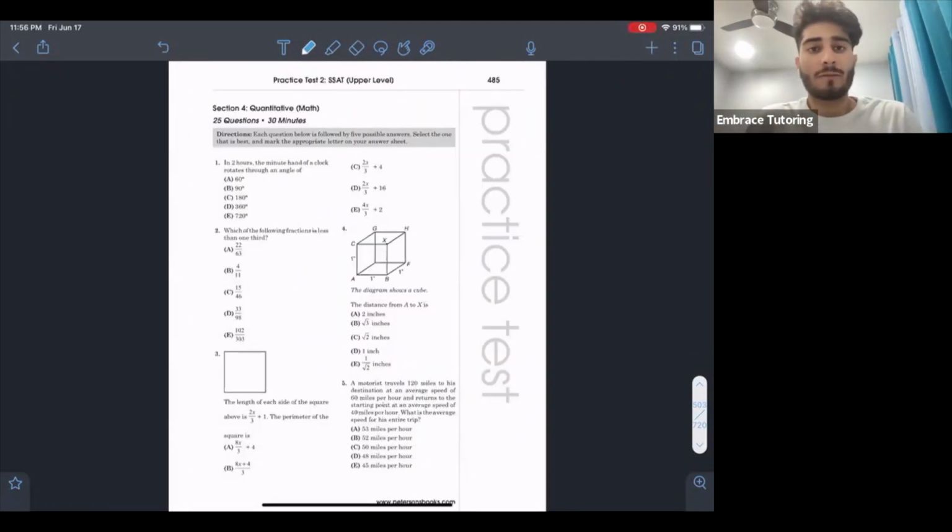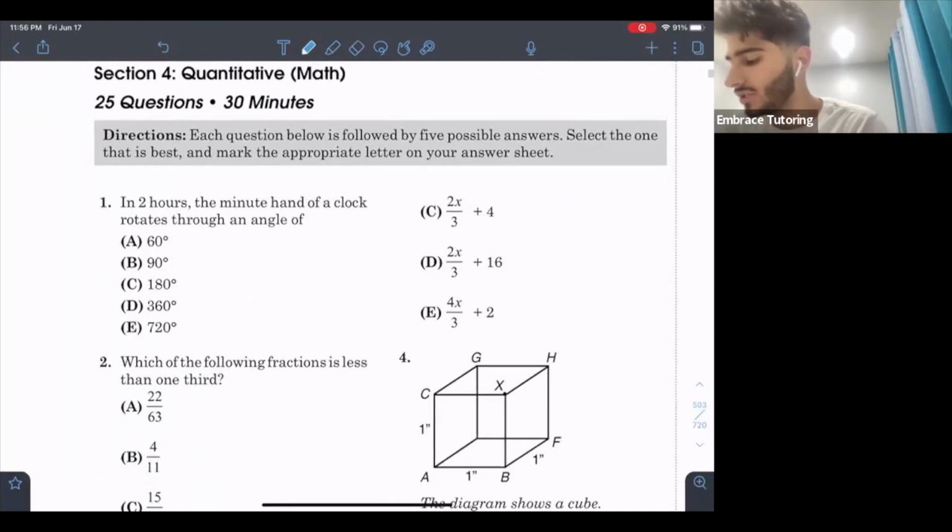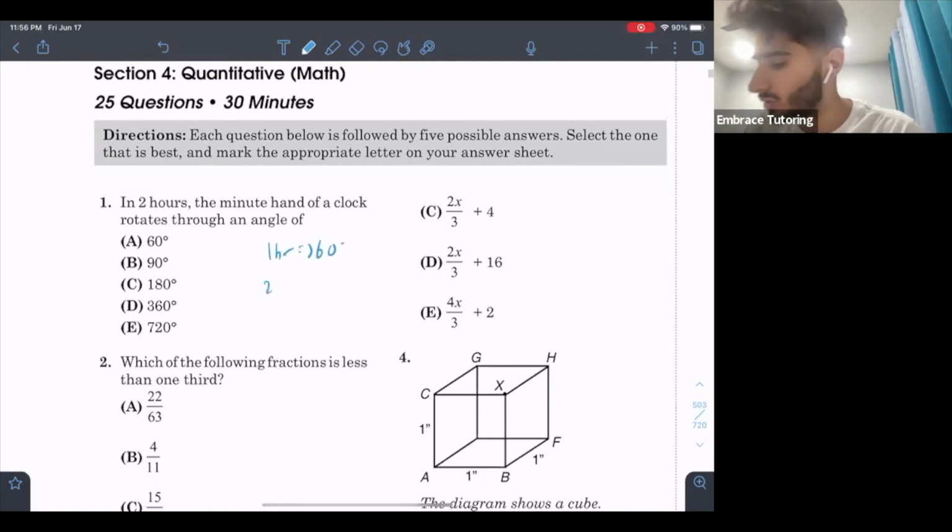So this is section 4 for the SSAT upper level practice test 2. Let's get started. 30 minutes for 25 questions. So first question, in 2 hours, the minute hand of a clock rotates through an angle of how many degrees? In 1 hour, we know it rotates 360 degrees. So in 2 hours, it would be 360 times 2, which is 720 degrees.